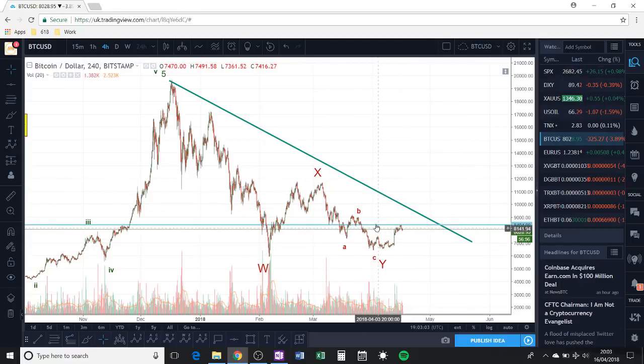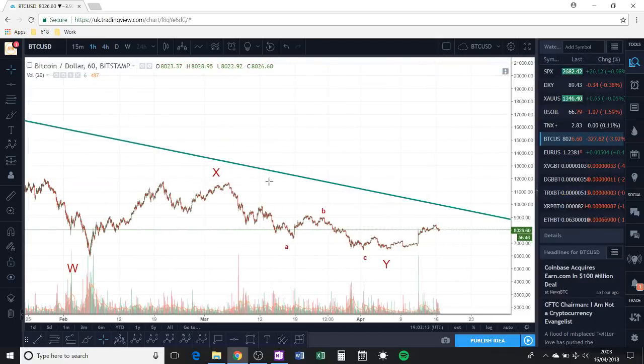And then we're going to zoom in now to show some other reasons for resistance at that level. So let's just remove that line. Let's zoom in. Let's have a look on the hourly first of all.